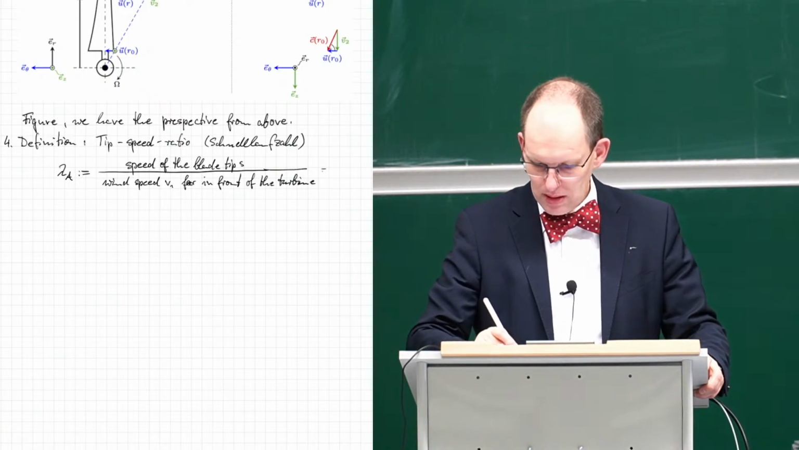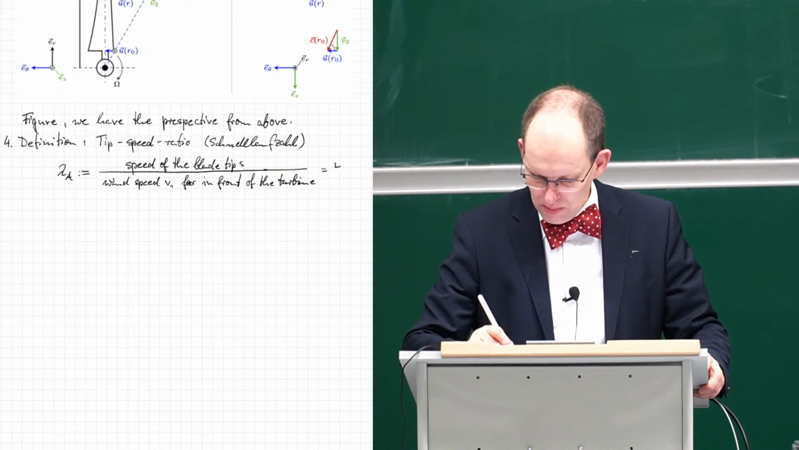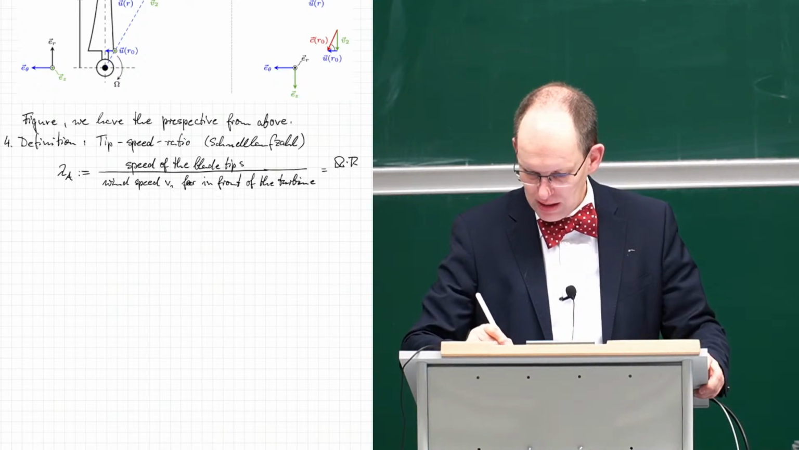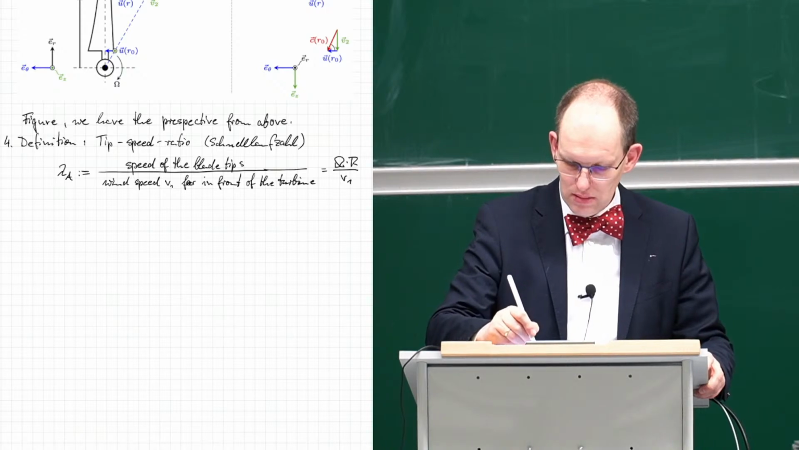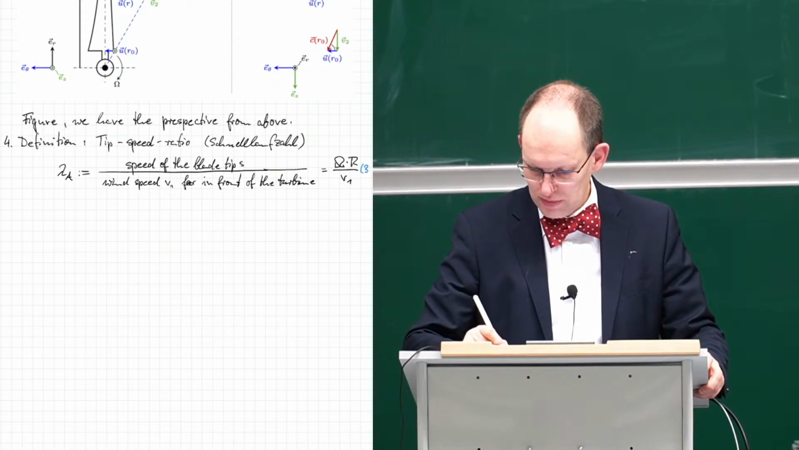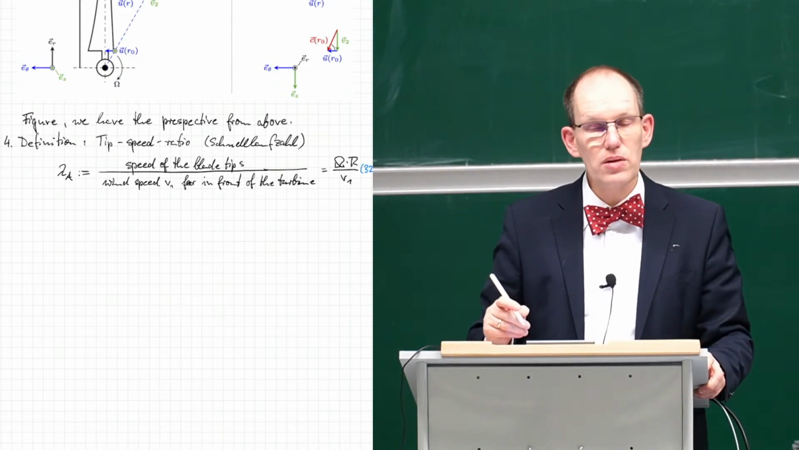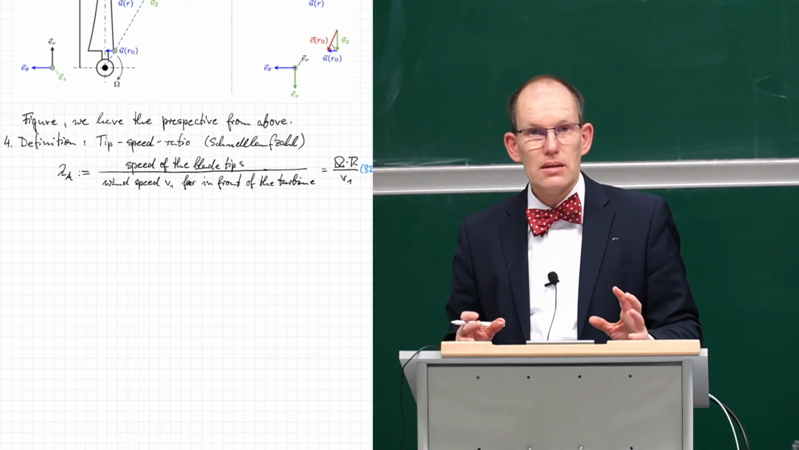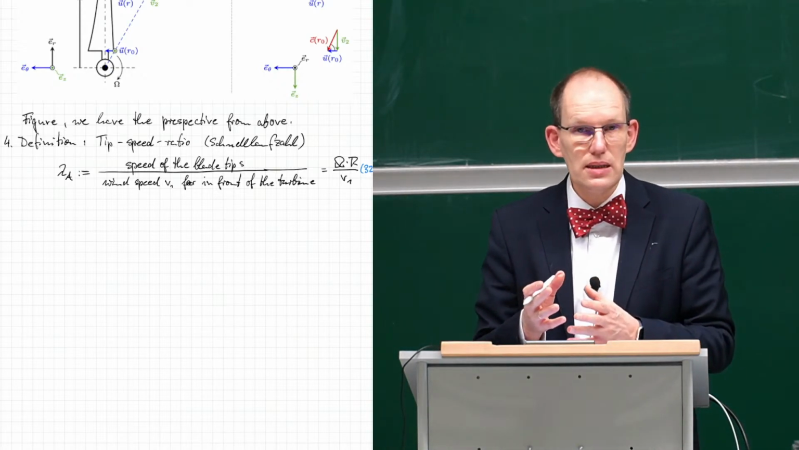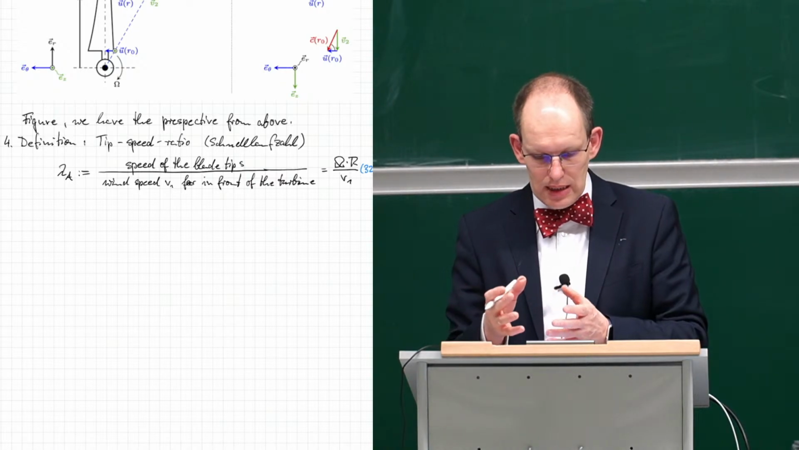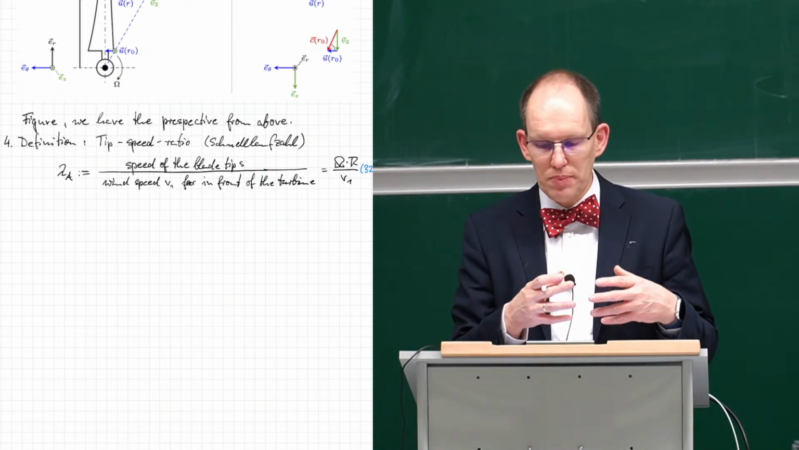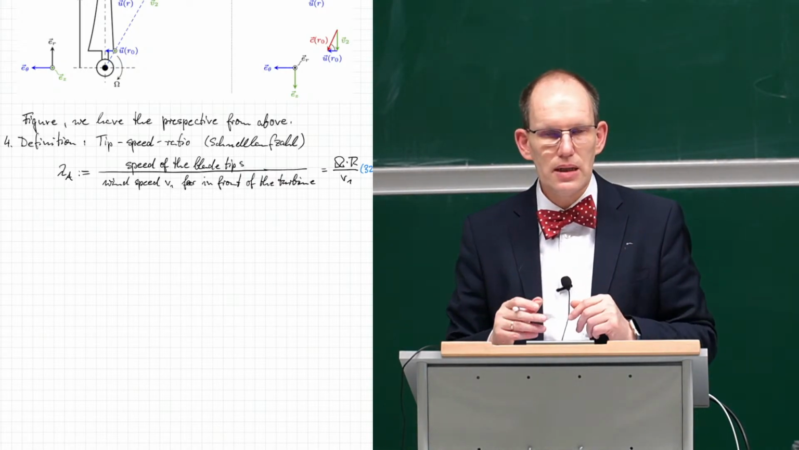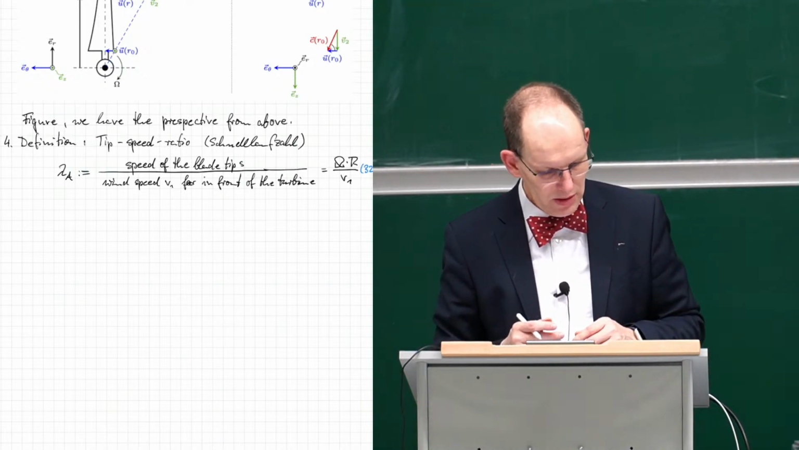Yeah? And of course what it is is omega times R divided by V1. Important definition, because we want to make things kind of dimensionless. So we want to express this chord length as a function of this tip speed ratio.